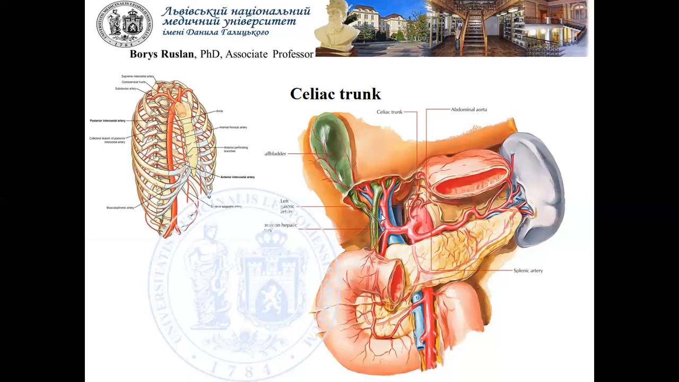The arteria hepatica propria, in company with the common hepatic duct and the portal vein, is located in the hepatoduodenal ligament. It's a part of the lesser omentum. It's an important ligament, actually, because if a surgeon cuts this ligament during an operation, the patient will probably die, because in this ligament are located these three structures: the arteria hepatica propria, the common hepatic duct, and the portal vein.